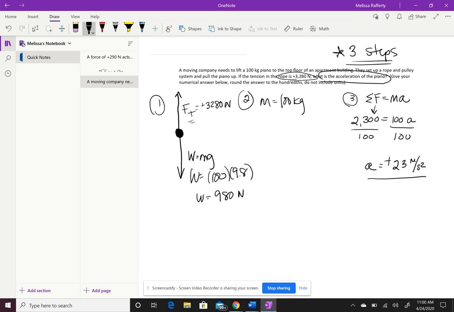It says, give your numerical answer, round to the nearest hundredths, and don't put the unit. So in the answer, you wouldn't put the direction or the unit. You would just enter it as 23. You could also enter it as 23.0. It would count both of those as correct. Okay, there's your answer for number 1.